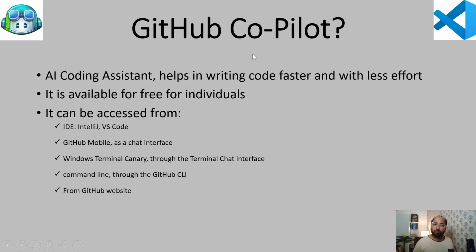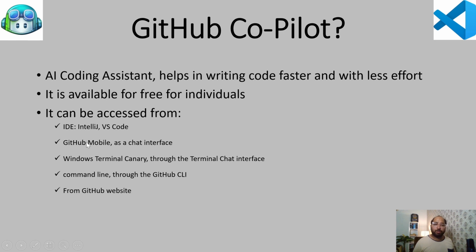So what is GitHub Copilot? Let us discuss about it. It is an AI coding assistant. What does it mean? Meaning it will be assisting us while we'll be writing the code. So with the help of GitHub Copilot, we can get the code suggestions and we'll be able to write the code in minimum effort. It is available for free for individuals and it can be accessed from different IDEs such as IntelliJ, VSCode and many others. Previously we covered IntelliJ and today we are going to talk about VSCode.